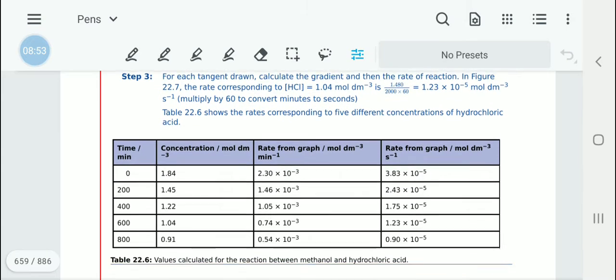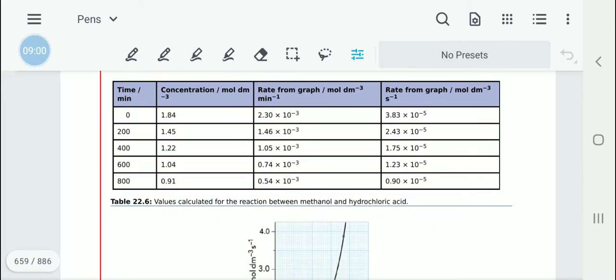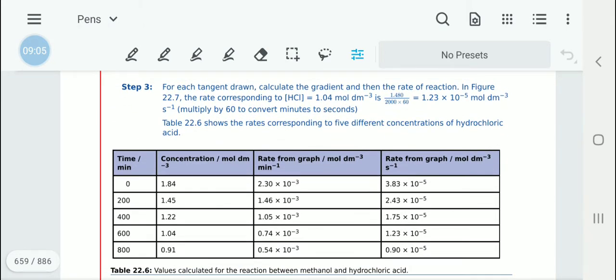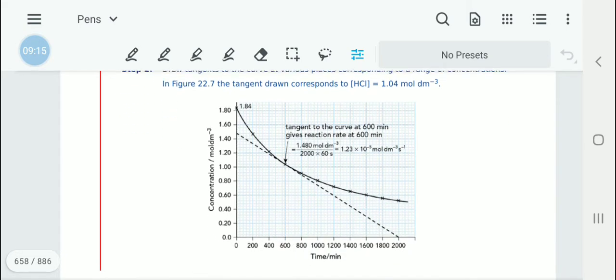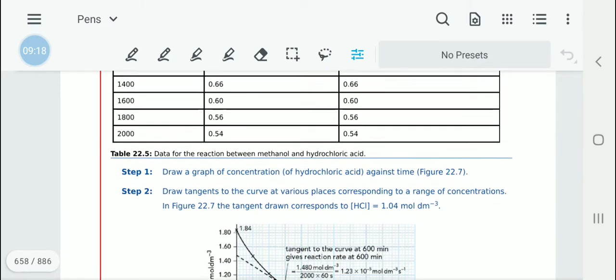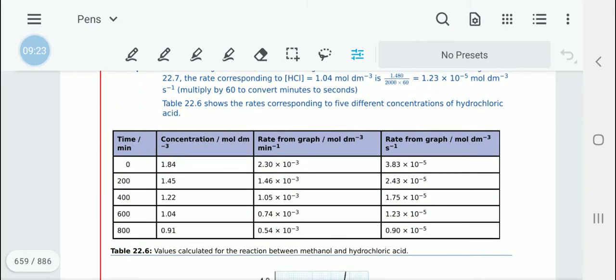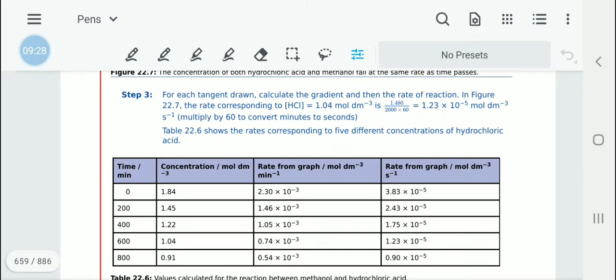Now in this chart, we have the values at time 0, concentration is 1.84. So this is the concentration of what we have drawn for hydrochloric acid. So in the chart, everything else is for hydrochloric acid. So the rate corresponding to HCl has been calculated.